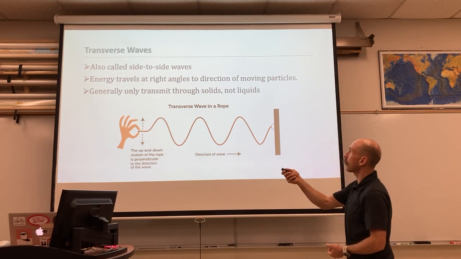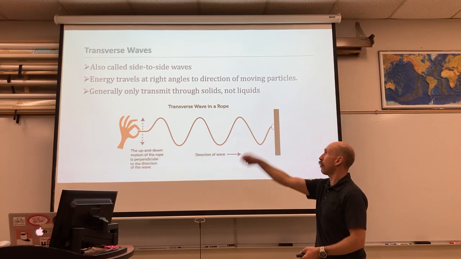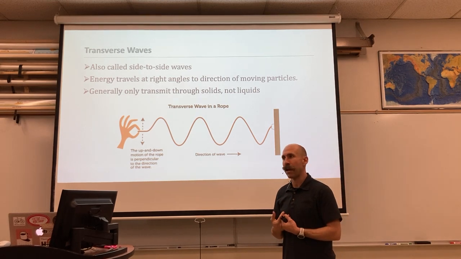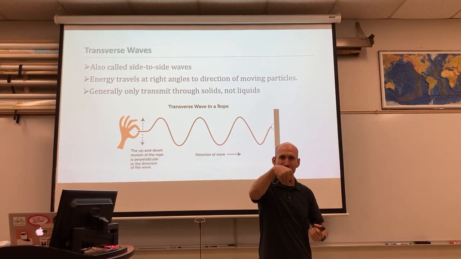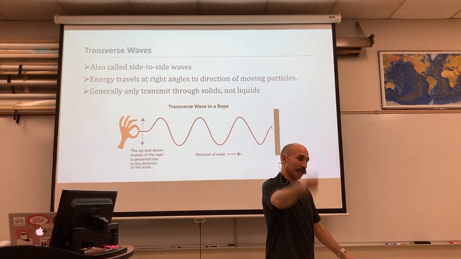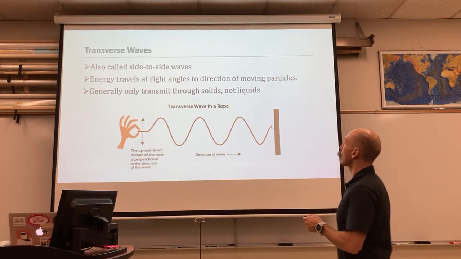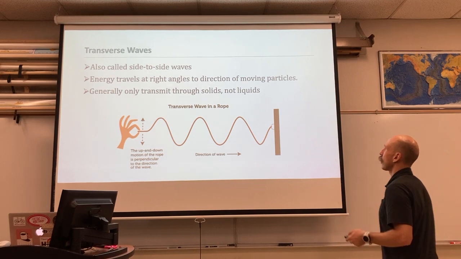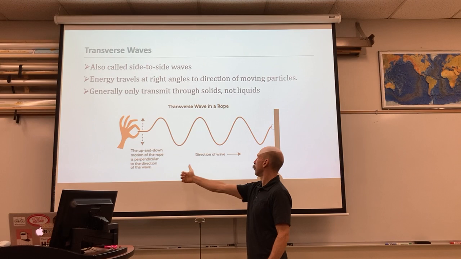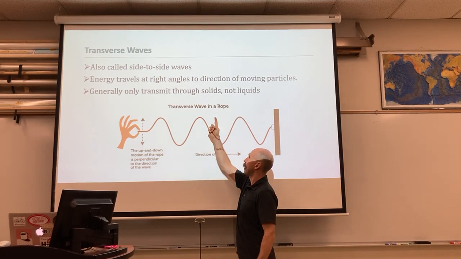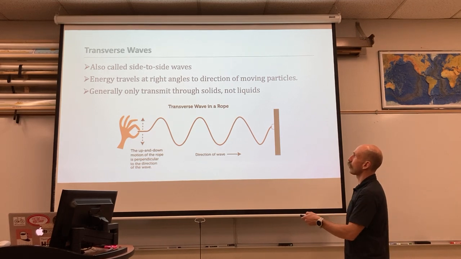We have transverse waves. Transverse waves are going to be the up and down motion. It's kind of like when you have a hose and it's stuck. It has a little bend in it, and you pick it up and you try and shake it, and a wave moves down. Well, this is our transverse wave, also called side to side. The energy moves at a right angle to the direction of the wave, up and down at that right angle. These generally only move through solids and not liquids.